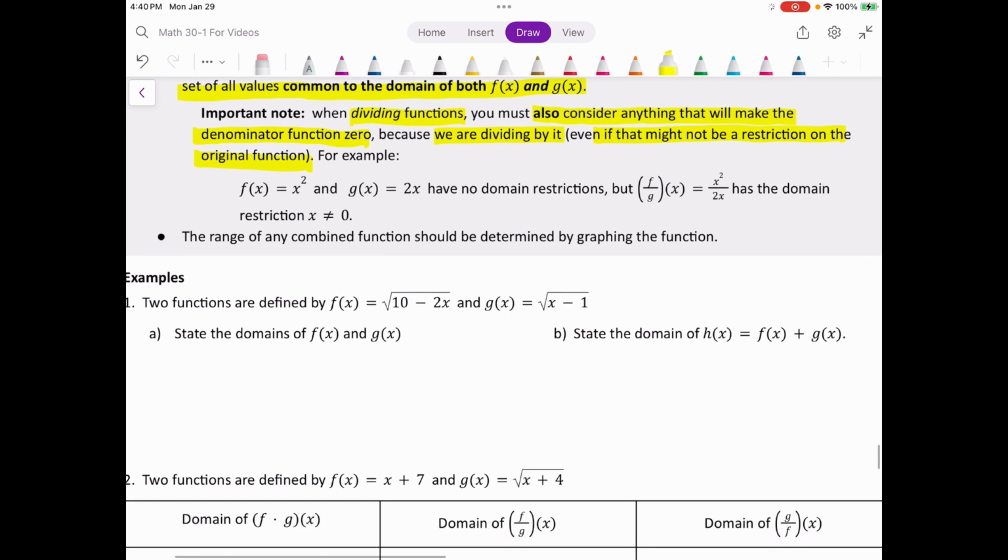So just for an example, so you can kind of see what that means, right? f of x equals x squared. No restrictions on x, we can square any number. g of x equals 2x. No restrictions on x there either. We can multiply any number by 2, right?